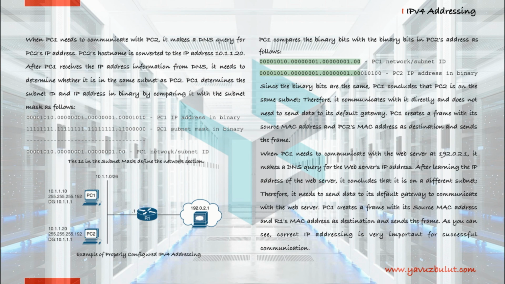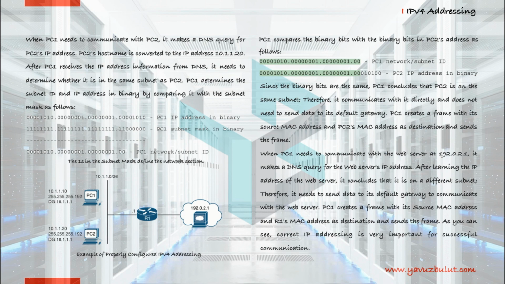Here, PC1 makes a DNS query for the IP address of PC2 when it needs to communicate with PC2. The host name of PC2 is translated to the IP address 10.1.1.20. After PC1 gets the IP address information from the DNS server, it needs to determine whether it is in the same subnet as PC2. PC1 compares its IP address and the subnet mask in binary.